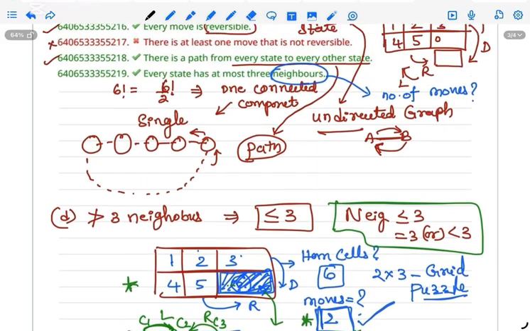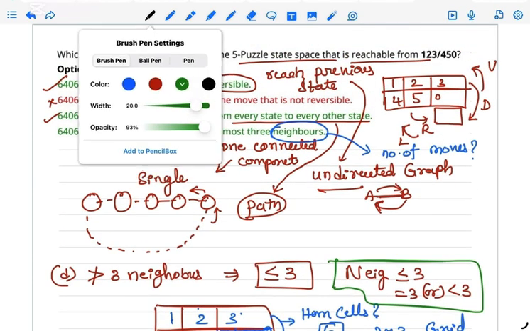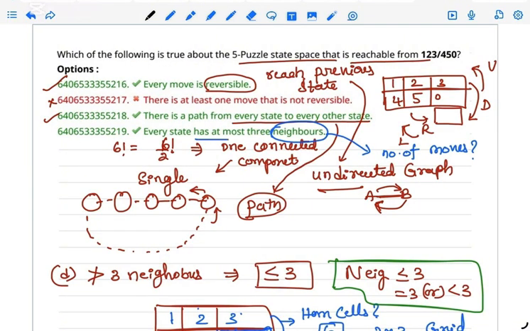So the answer for this question is every state has at most 3 neighbors. This one is important: at most 3 neighbors. This option is also correct. At most means less than or equal to 3.